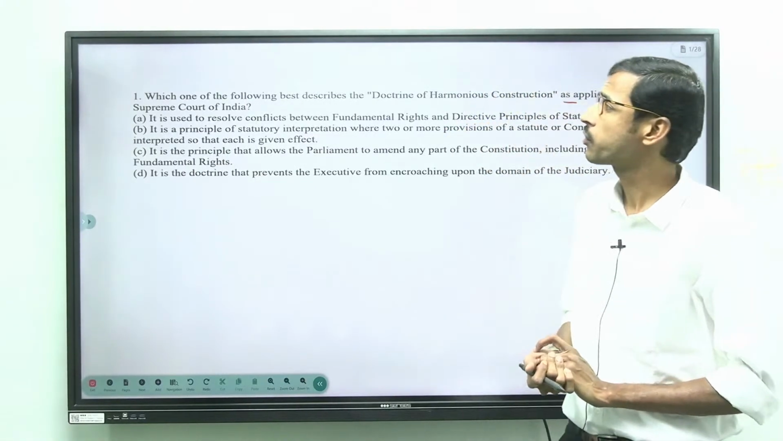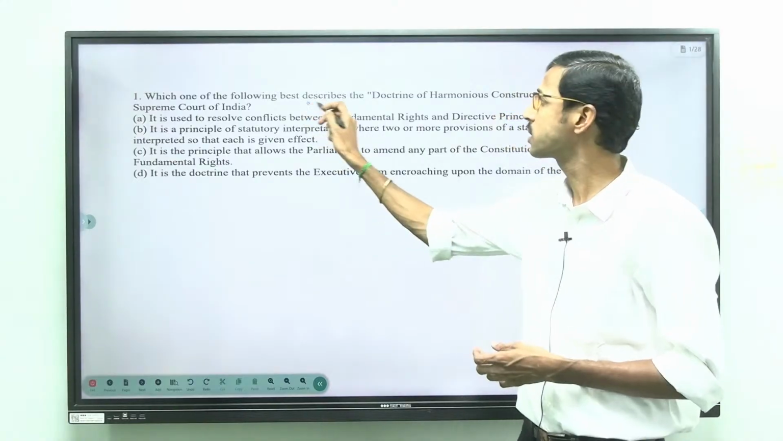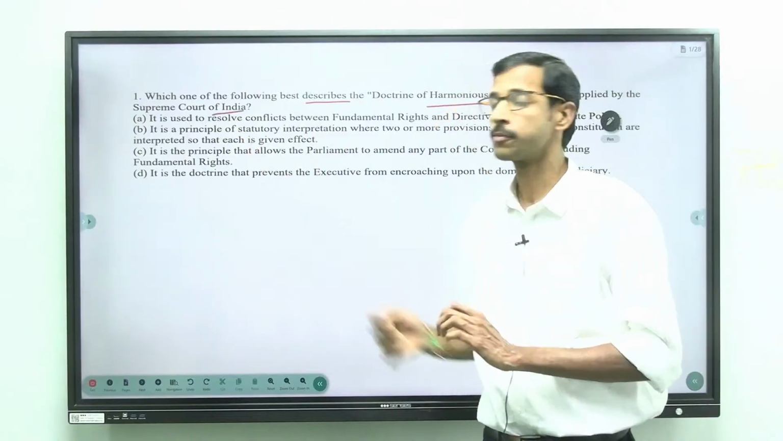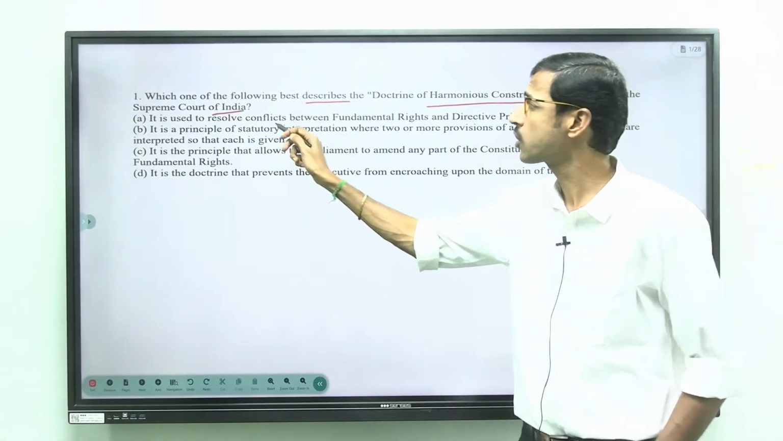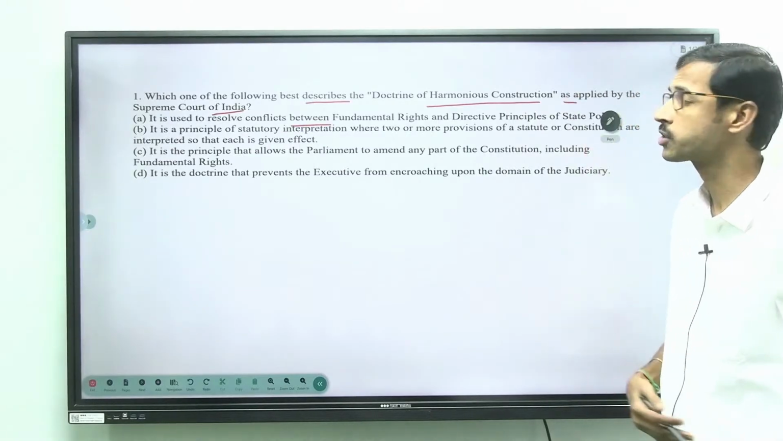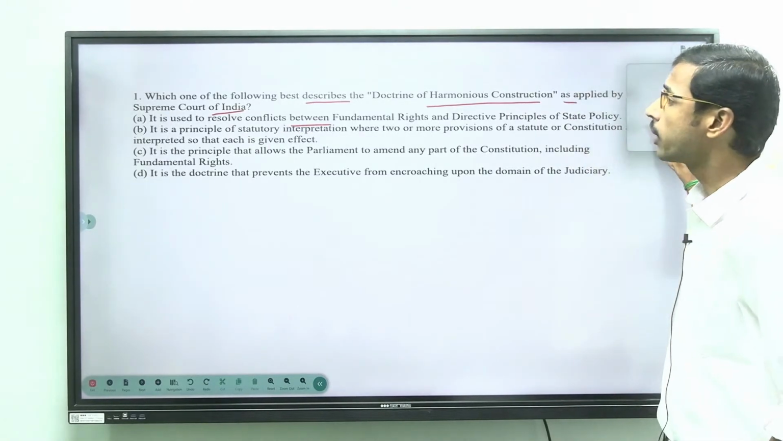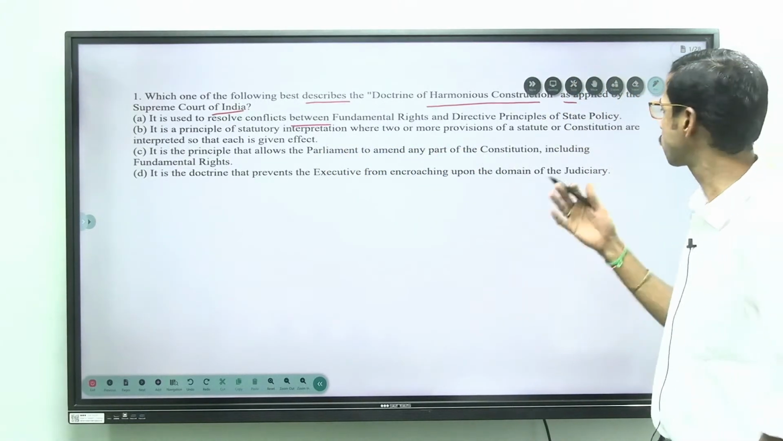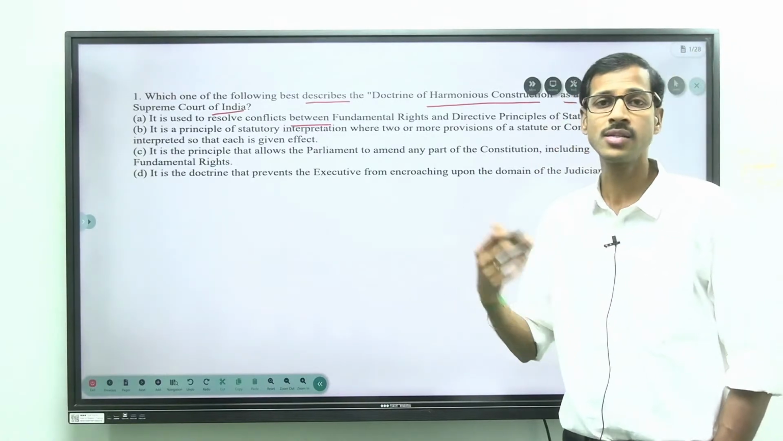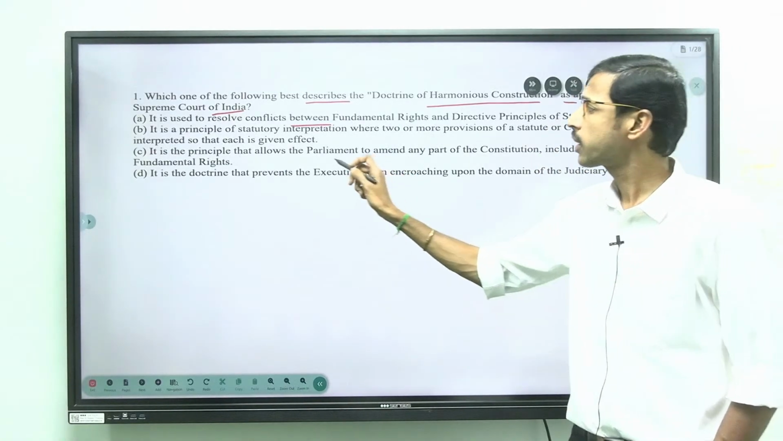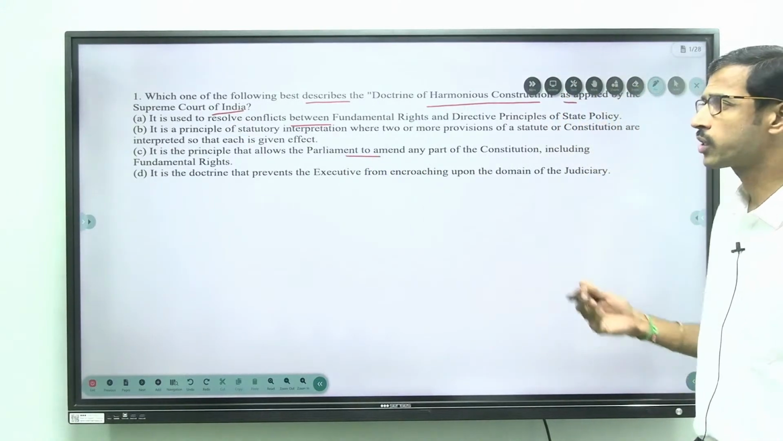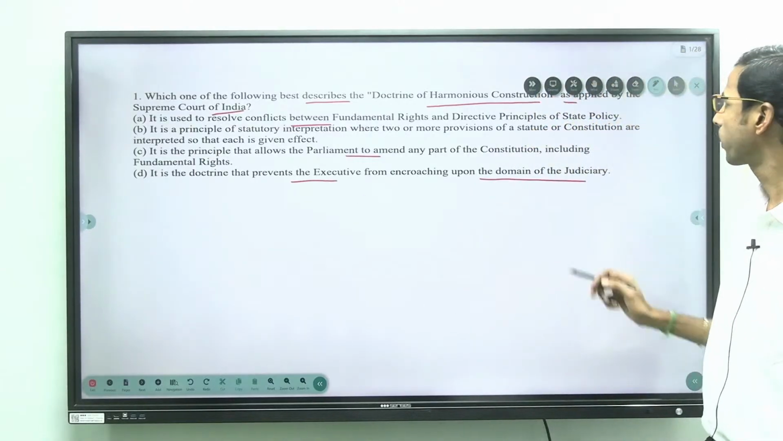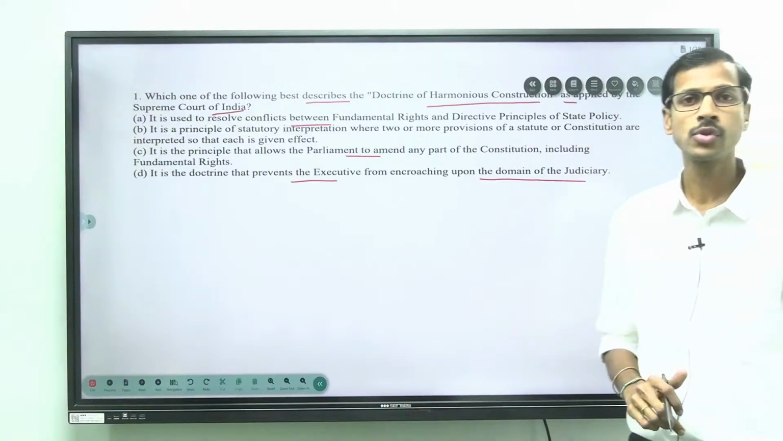Let's start. So first important question: which one of the following best describes the doctrine of harmonious construction as applied by the Supreme Court of India? First option, it is used to resolve conflicts between fundamental rights and directive principles of state policy. Second, it is a principle of statutory interpretation where two or more provisions of a statute or constitution are interpreted so that each is given effect. Third, it is a principle that allows the Parliament to amend any part of the Constitution including fundamental rights. Fourth, it is the doctrine that prevents the executive from encroaching upon the domain of the judiciary. So these are the options.